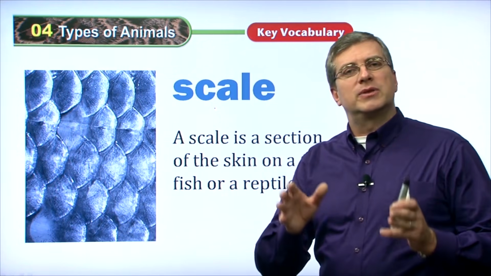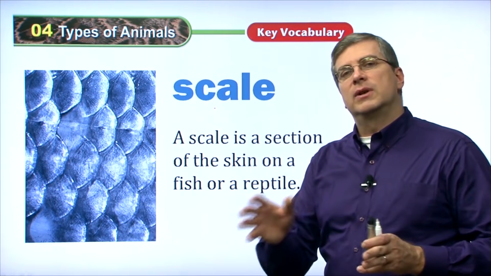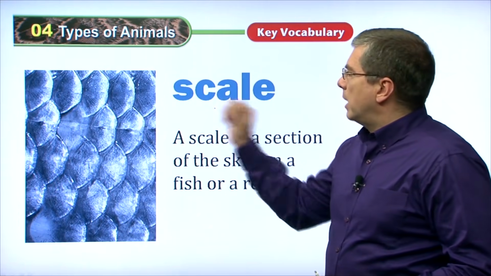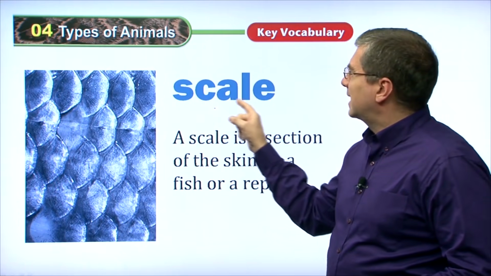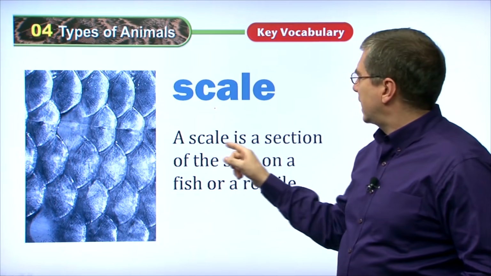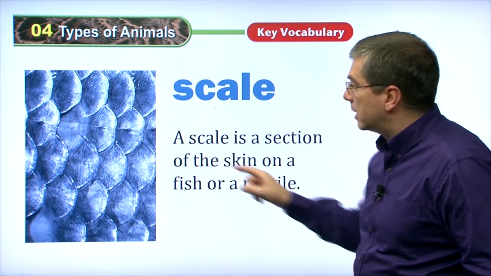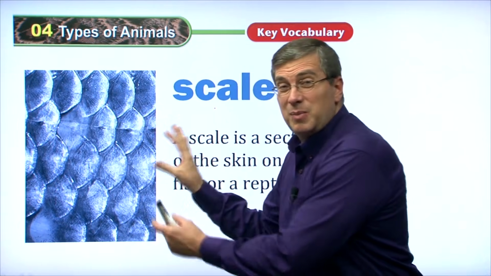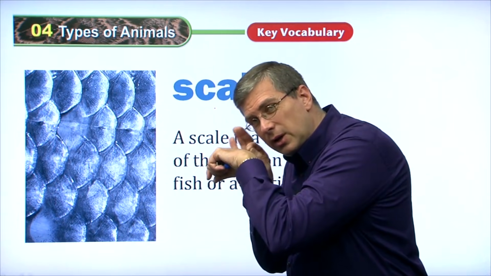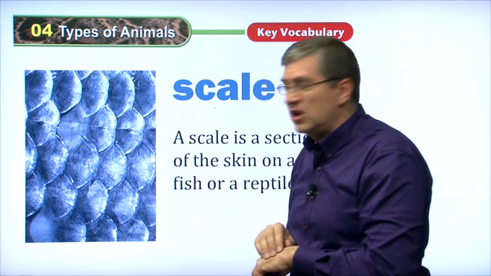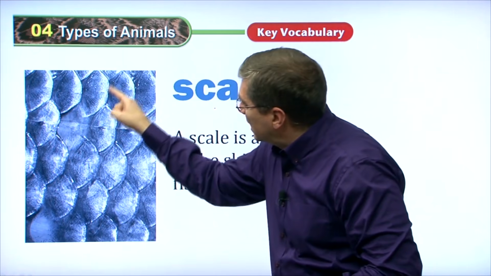Different types of animals will have different characteristics. One interesting characteristic is a scale. What is a scale? A scale is a section of the skin on a fish or reptile. You can see this pattern. This pattern is very close up. We're looking very closely at the skin of a fish or a reptile. Their skin looks like this.